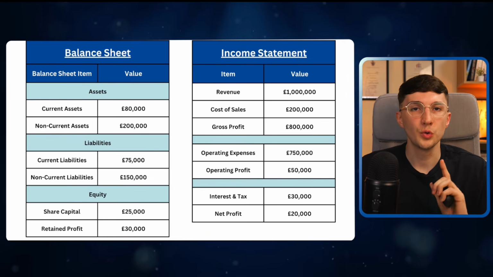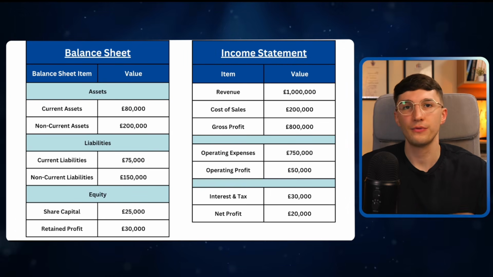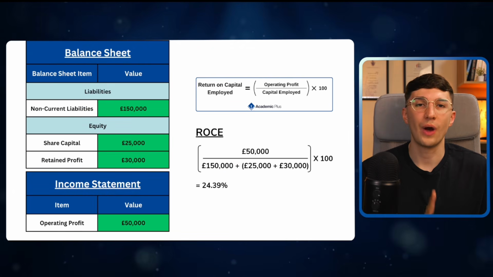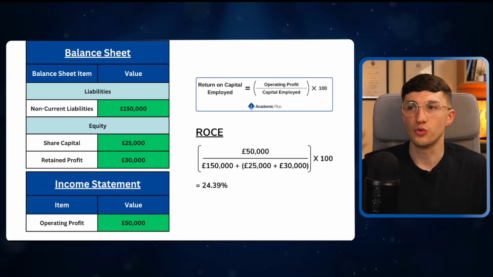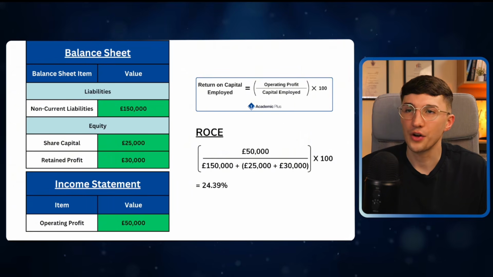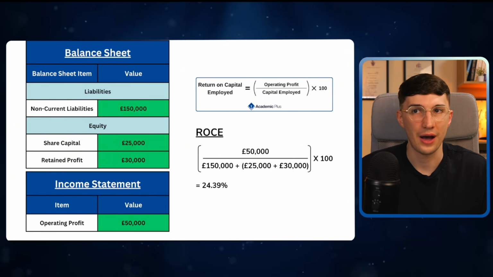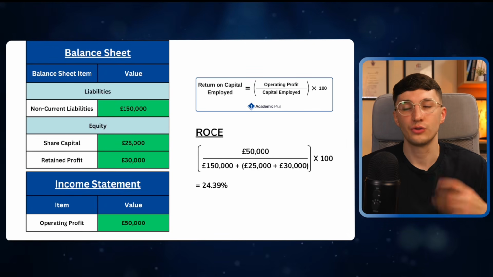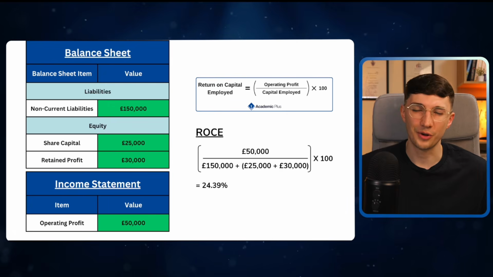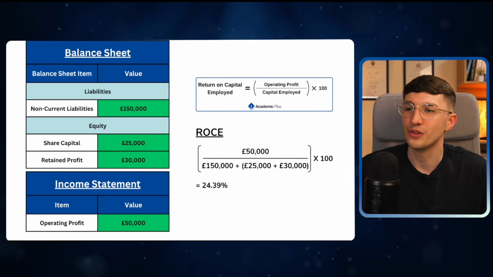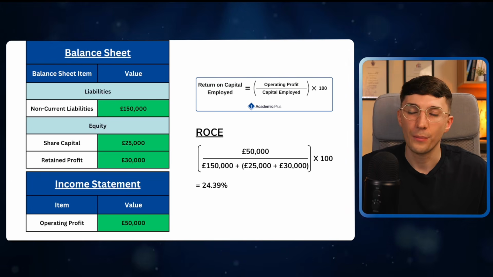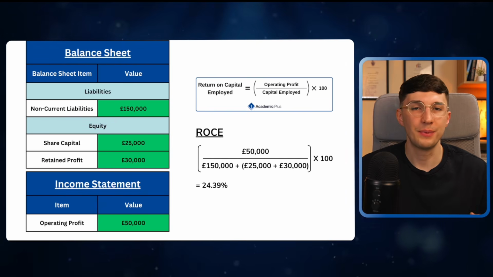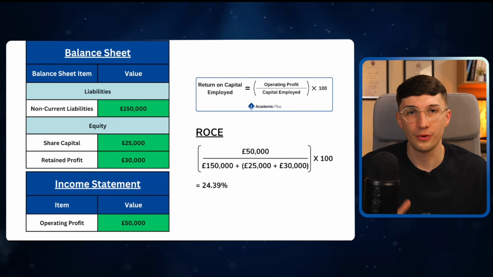As we've said, for your return on capital employed, we need operating profit and capital employed. So the operating profit we know is £50,000. The way we calculate our capital employed is we do your non-current liabilities plus your equity. So return on capital employed, operating profit £50,000, capital employed, well, non-current liabilities is £150,000, equity £25,000 plus £30,000. Times by 100 to get your percentage, which gives me return on capital employed of 24.39%, which essentially means for every £1 of capital employed, the business is returning 24p on operating profit.